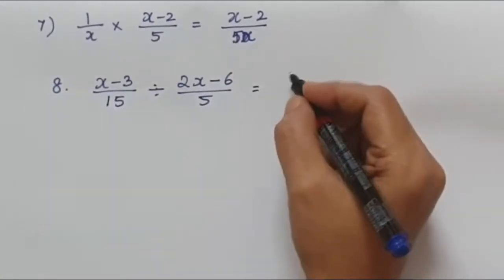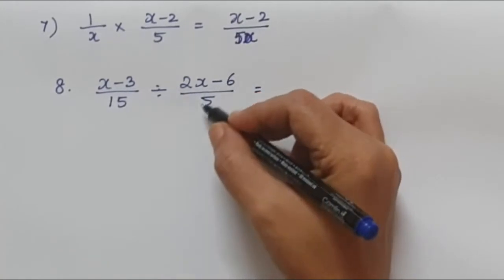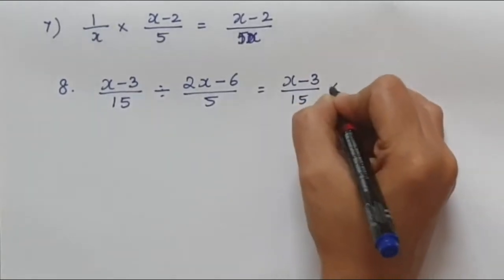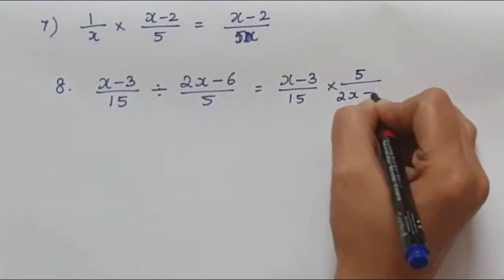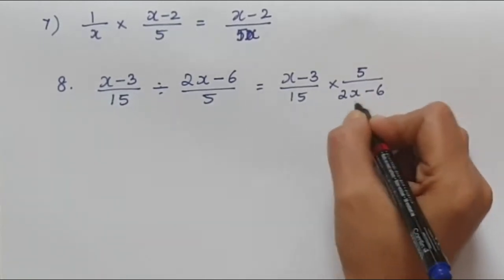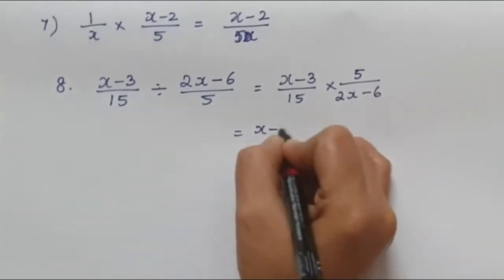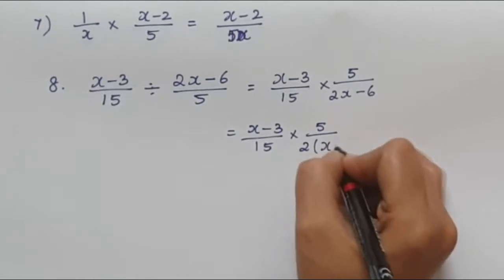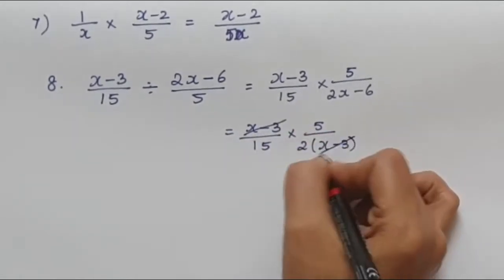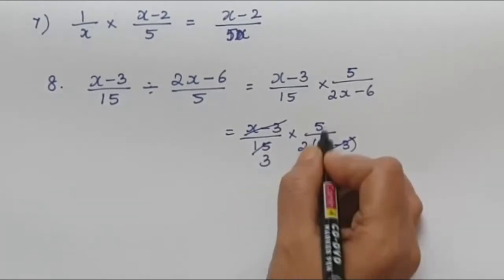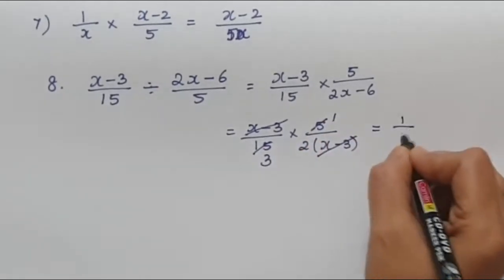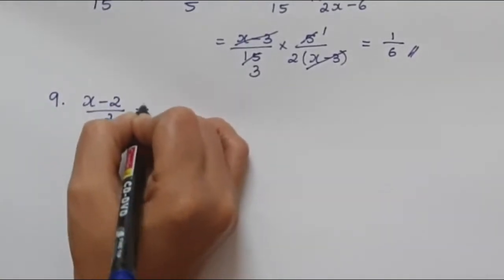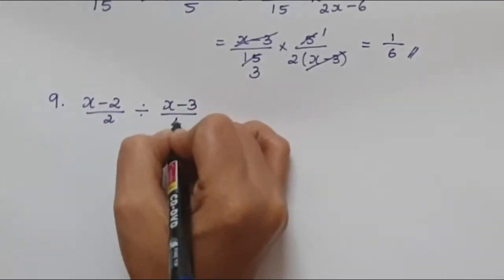Now it is in division. So the first step is you have to write the second fraction as a reciprocal and change this into multiplication. So x minus 3 over 15 multiplied by 5 by 2x minus 6. Now in 2x minus 6, 2 is common, so we can remove that outside. So x minus 3 by 15 into 5 over 2, remove that. So this x minus 3 can be cancelled. 3 5s and 3 1s. So it will be 1 over 6. Now the ninth question. x minus 2 over 2 divided by x minus 3 over 4.